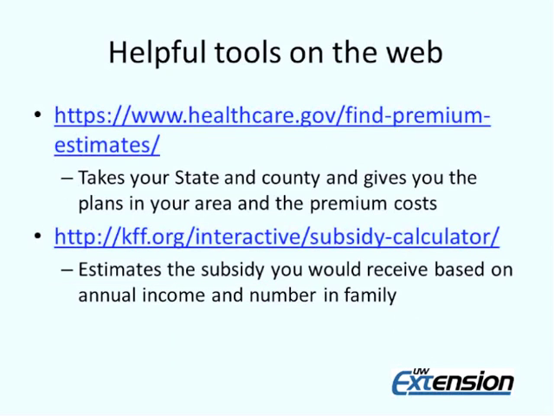Oh, my helpful tools. So here's healthcare.gov, find your premiums. This is exactly what I used. You put in your state, county, ages, and you get your plans in your area and the premium costs. There's also the subsidy calculator from the Kaiser Family Foundation, and like Jean said, those subsidy calculators are pretty accurate. So do use those. I think those are both helpful tools that I've used quite a bit as I've been learning about that.